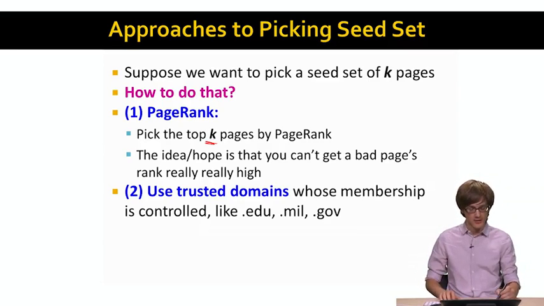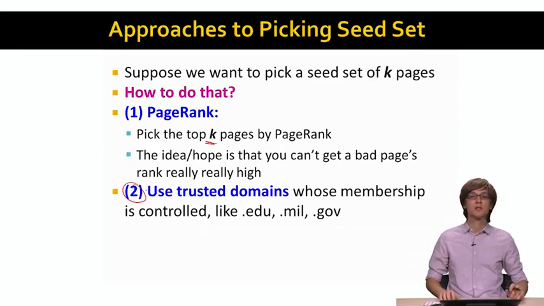Another idea that I briefly mentioned before is that we use a set of trusted domains whose membership is controlled by some trusted organization. So for example, .edu, .mil or .gov domains are domains that not just everyone can register. So all the pages in these domains, we would trust them to be good pages that are not spammy and don't point to other spammy pages. So one way to create a trusted set of web pages would simply be to take all the web pages at these domains.